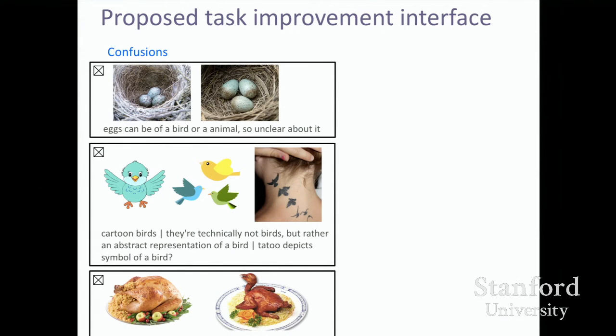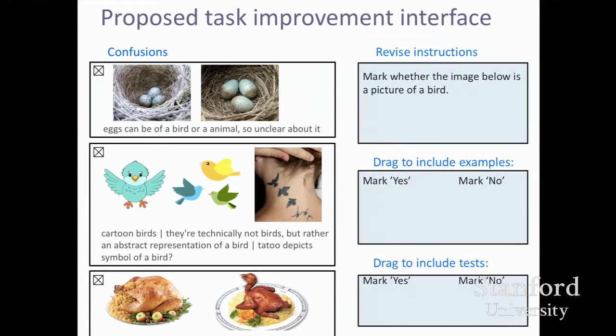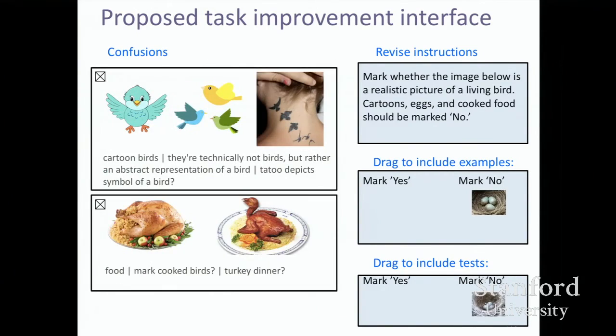And then we go back to the requester, and the requester sees a set of confusing images, and they have to decide for each of these clusters, are these positive examples or negative examples? What do I want it to be? And furthermore, they have the instructions there, so they can edit the instructions as they're going. So I might write, I want it to be a realistic thing of a living bird, and put in some more examples.